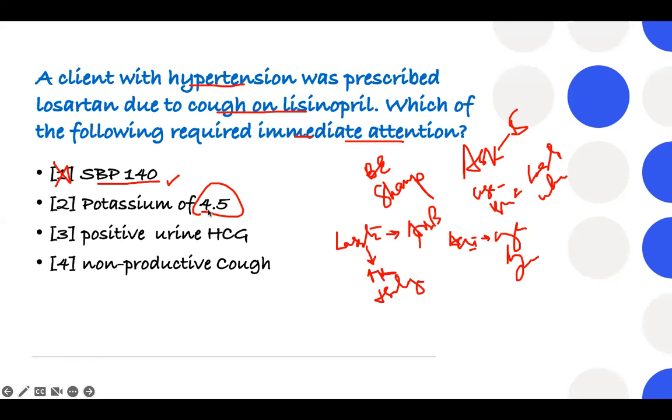So if a potassium is 4.5, it's normal. I'm not going to worry about it. Even though it can go up right now, it's normal, so I'm not worried about it. It's not that low either. So a positive hemoglobin HCG, then you ask yourself, somebody is pregnant. Then you go back to your case.